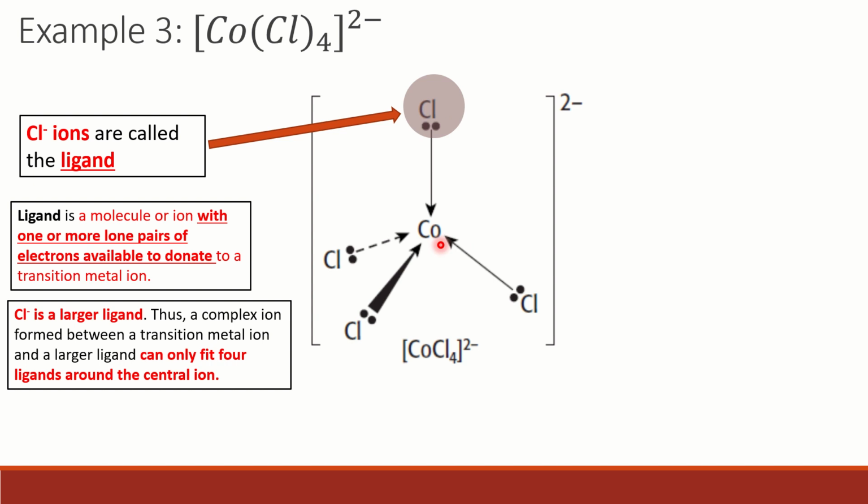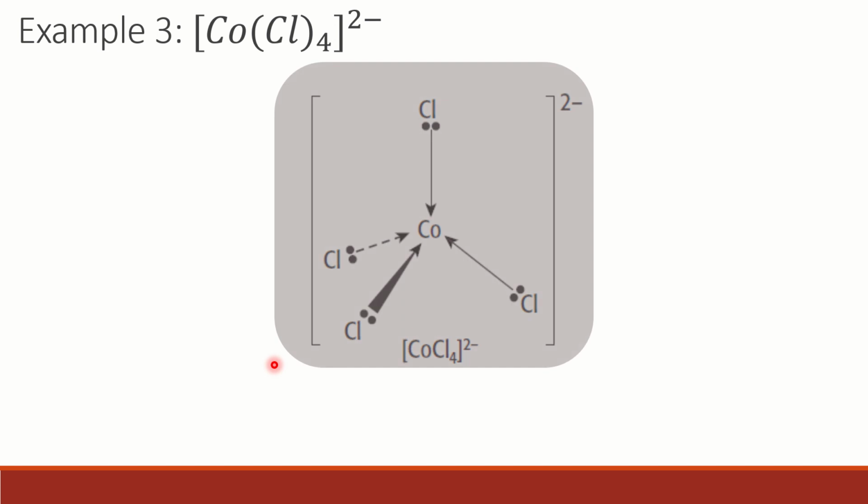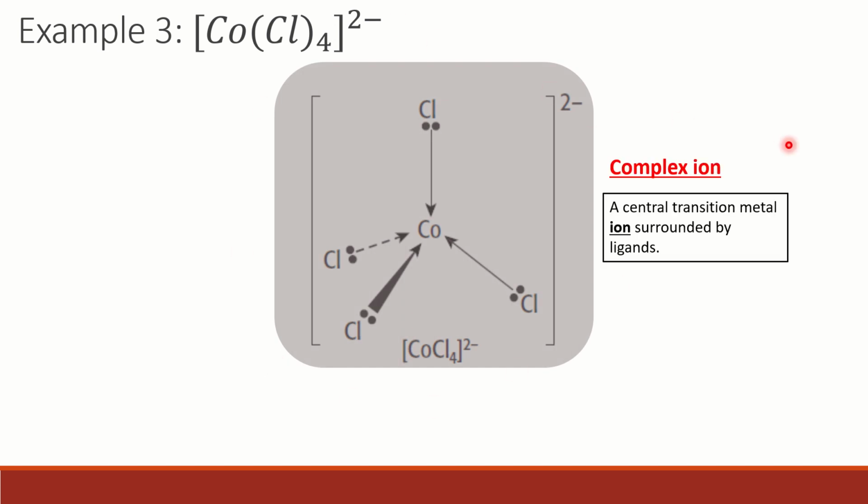Now here again, Cl minus is a larger ligand. That's why it can only fit 4 ligands around the central ion. And then the overall structure here is what we call a complex ion. Again, what is a complex ion? It is that transition metal ion surrounded by ligands.